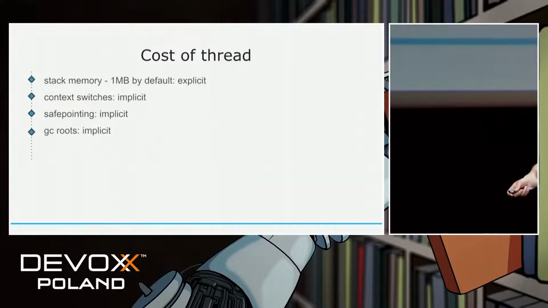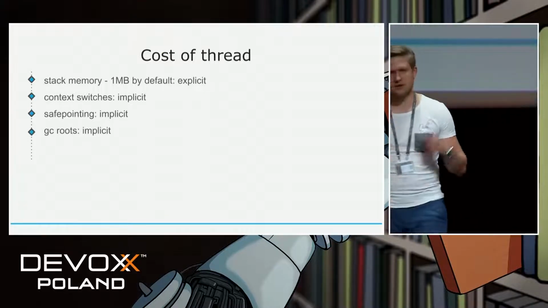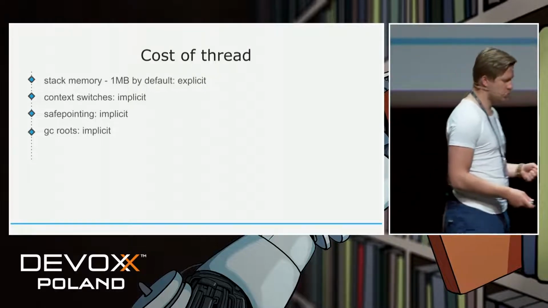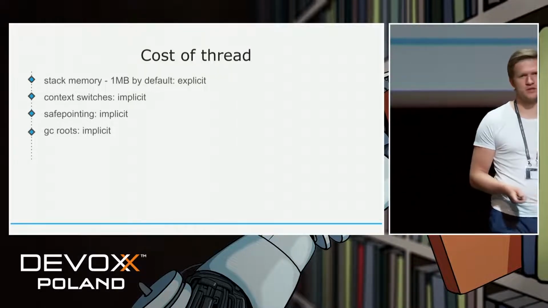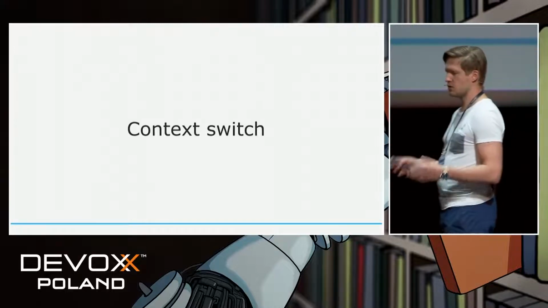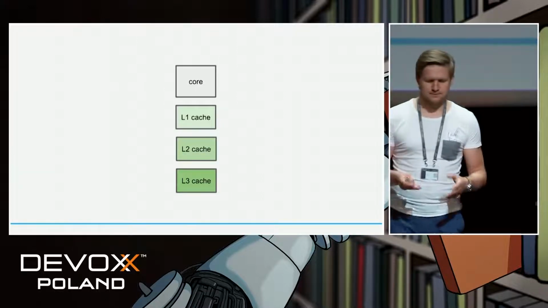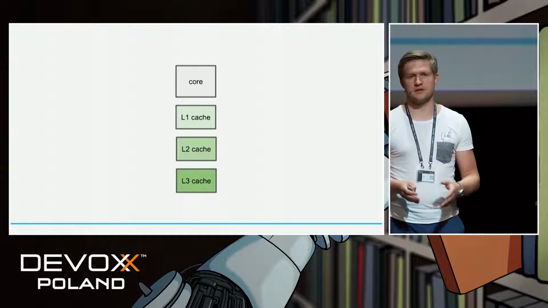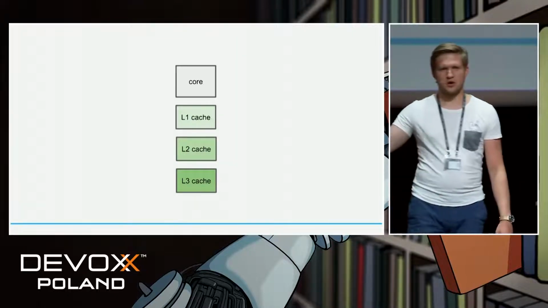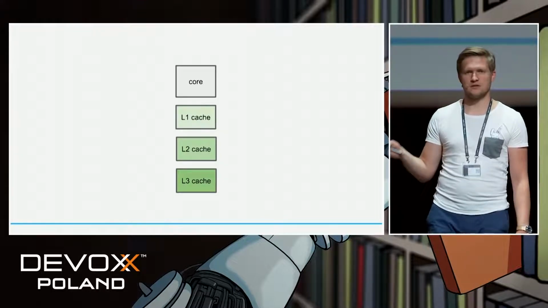And let's get back to the cost of threads. I've already told you about the explicit cost, the memory footprint. But I would like to also talk about the more implicit one, which is context switching. What it's all about, and why is it bad? If we take a very simplified picture of a processor architecture, you can see that you've got the processor core, and then you've got some levels of caches, of memory caches.